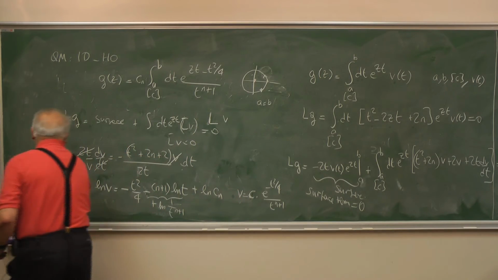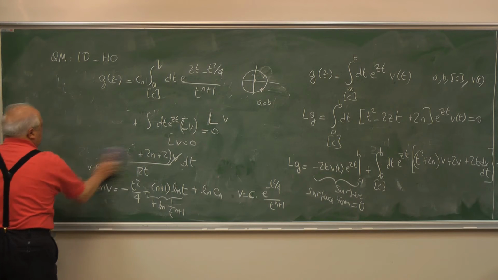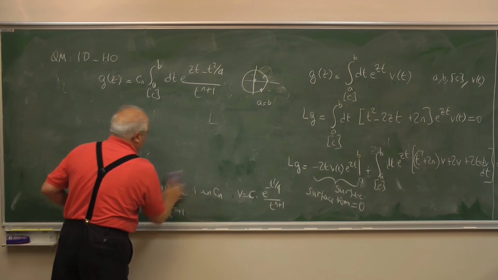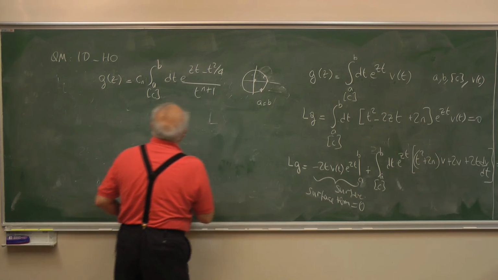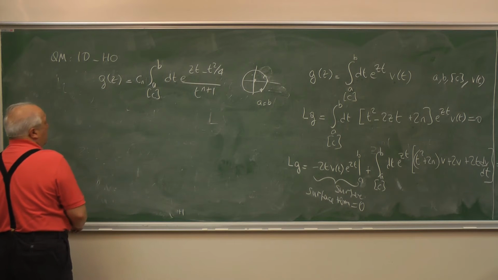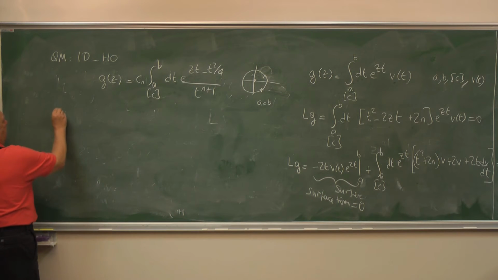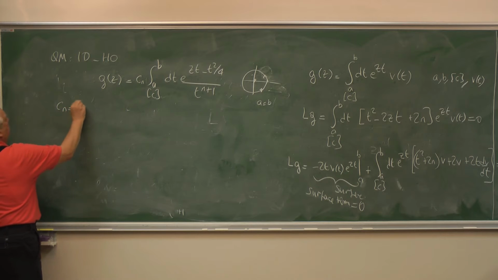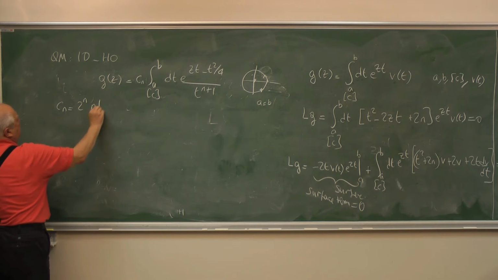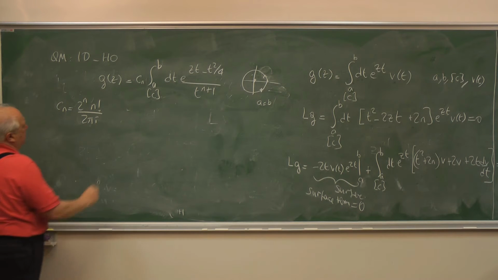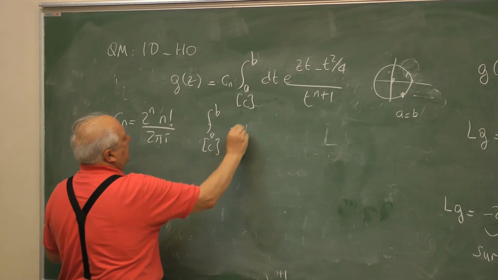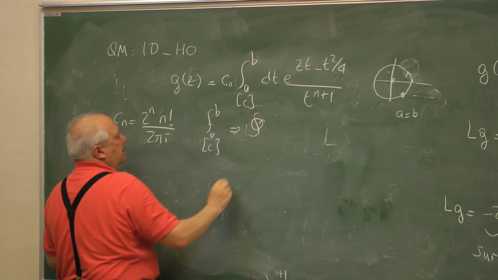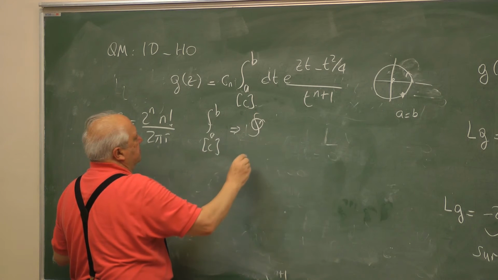Now, C_n is chosen to be 2^n n! over 2πi, and the contour from a to b to c is simply an integral that surrounds the origin. That's it.